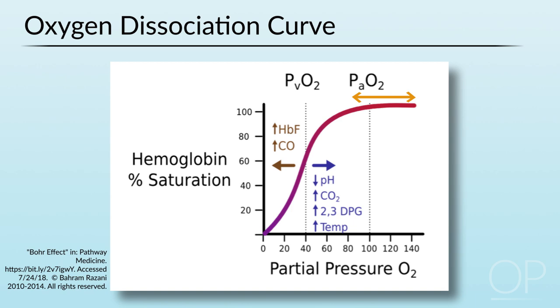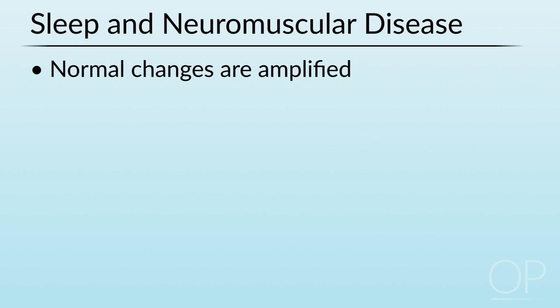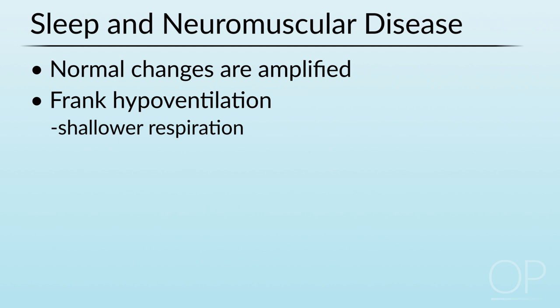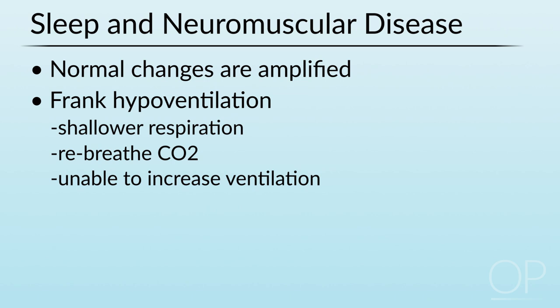Now what happens in the neuromuscular disease patients? These so-called normal changes in respiration during sleep become much more exemplified and lead to frank hypoventilation. They tend to take a much shallower respiration, tend to rebreathe their own carbon dioxide, and are unable to increase their ventilation. Hence, their carbon dioxide increases further, and there may be a further drop in saturation because the drop in tidal volume is much more remarkable.